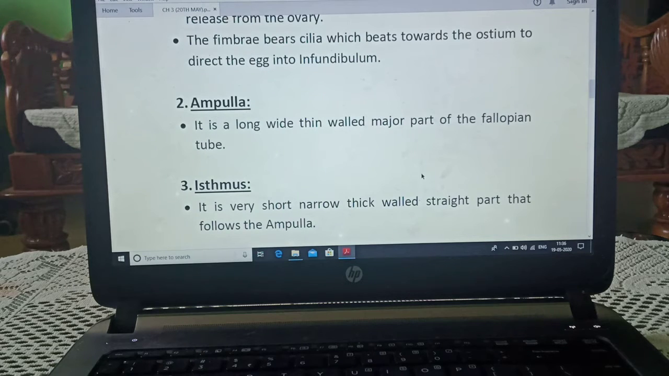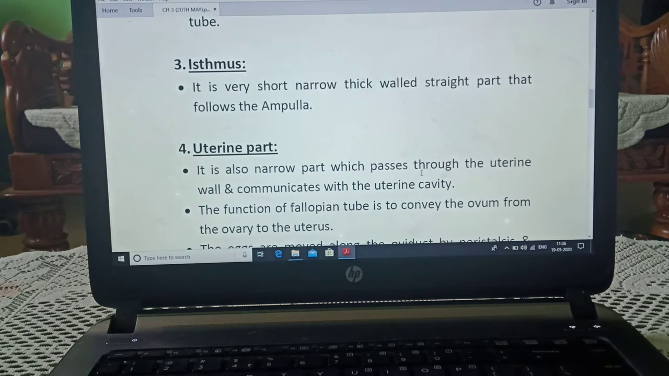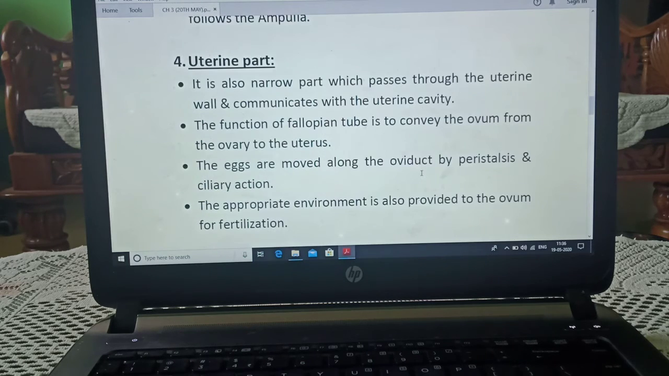Ampulla. It is a long, wide, thin-walled major part of the fallopian tube. Isthmus. It is a very short, narrow, thick-walled, straight part that follows the ampulla. Uterine part. It is also a narrow part which passes through the uterine wall and communicates with the uterine cavity.